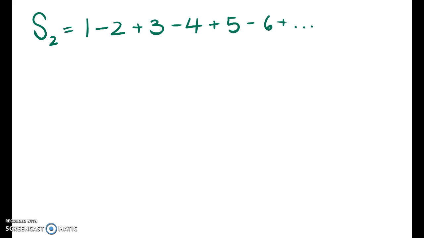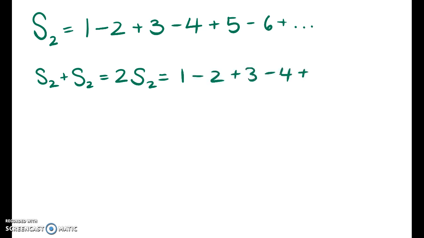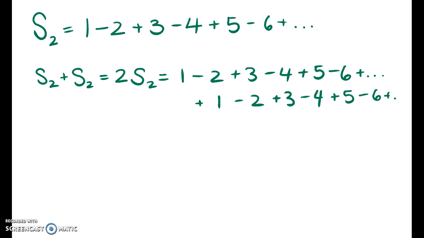Now, in order to figure out what S2 equals, why don't we try adding S2 to itself? So we have S2 plus S2. This is equal to 2 times S2. And this is equal to, and we're going to write it a little differently, 1 minus 2 plus 3 minus 4 plus 5 minus 6, and so on, plus the second S2, which is plus 1 minus 2 plus 3 minus 4 plus 5 minus 6, and so on.